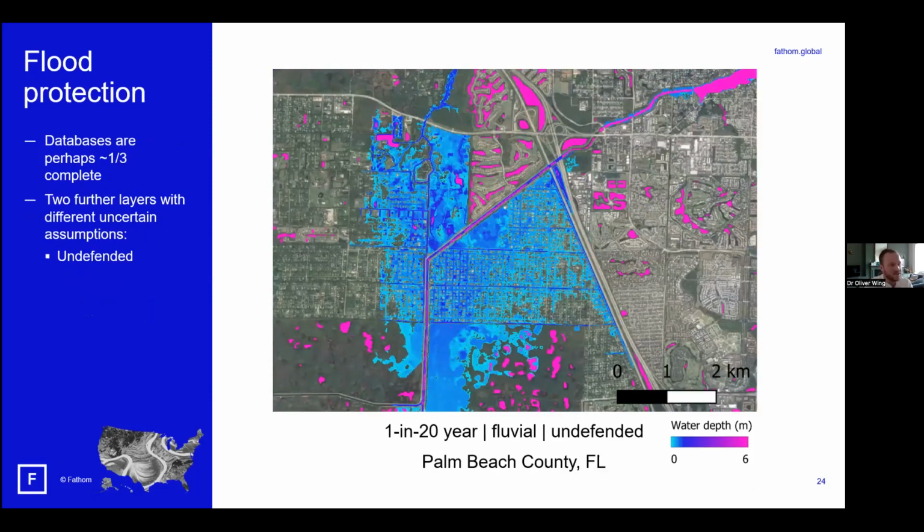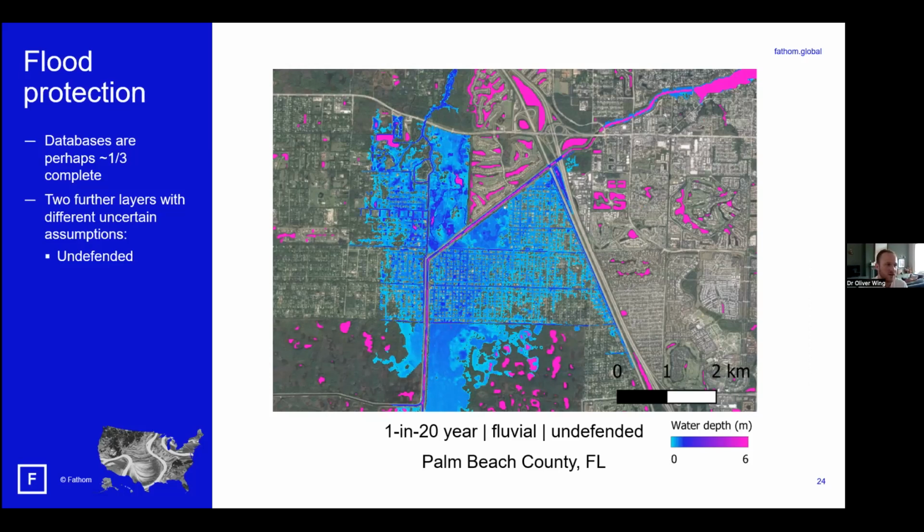Of course, these databases are woefully incomplete. And so you've got to do something else for all of the areas that don't have any information available. One way or another, you're making an assumption. You can either assume that anywhere without any information is undefended, which is essentially what we previously did in our US modeling. An example of that is here.